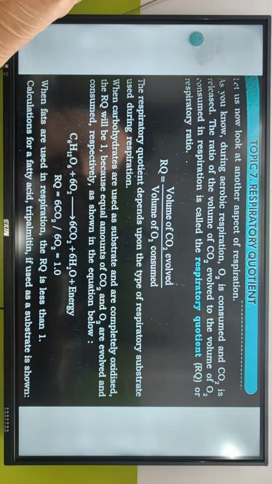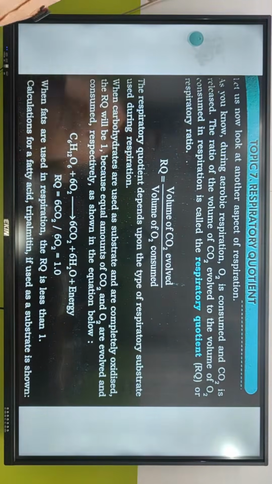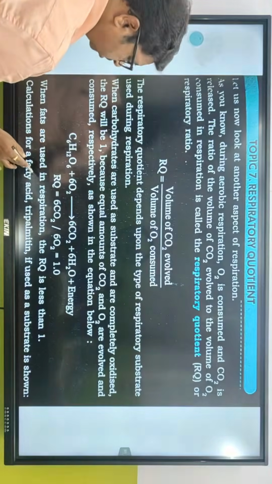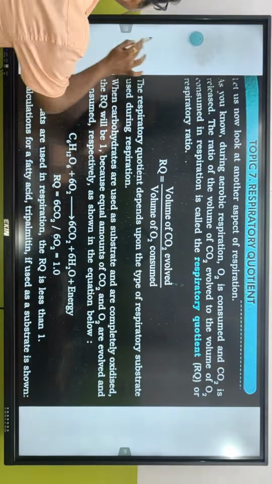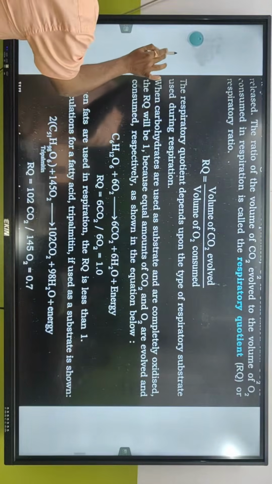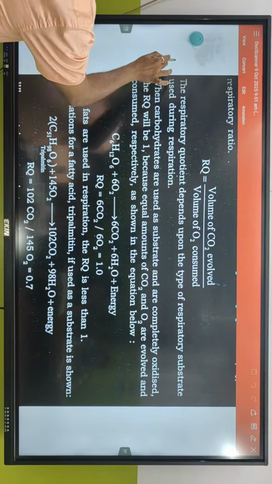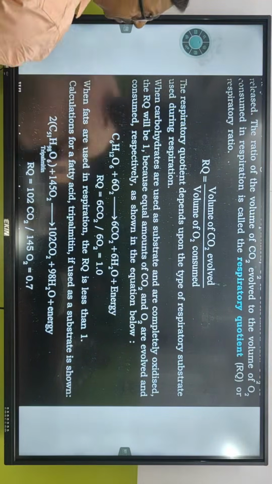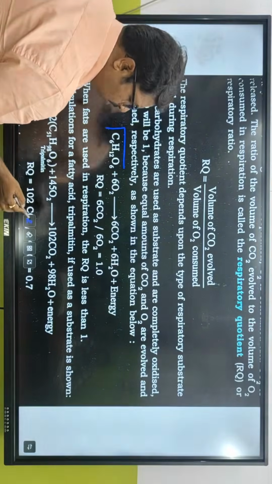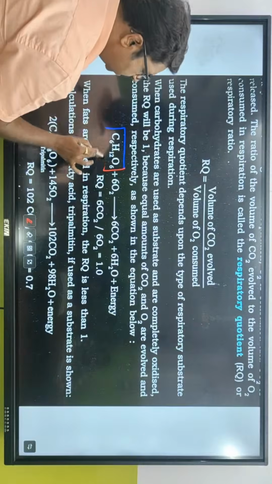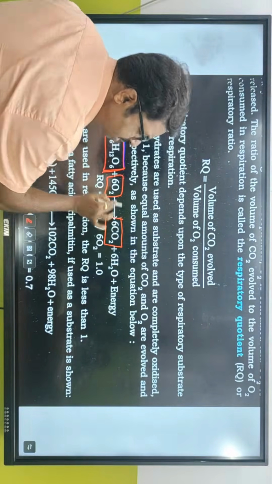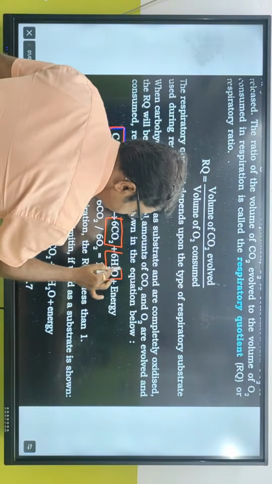Okay, now volume of carbon dioxide evolved by volume of oxygen consumed. When we talk about this, let us talk about this step. Okay, now glucose, when you break down glucose को अगर break down करेंगे in presence of oxygen, you'll be giving rise to 6 molecules of carbon dioxide plus 6 molecules of water plus energy.